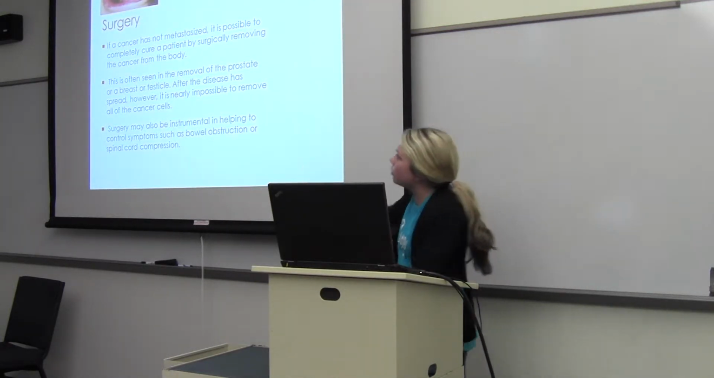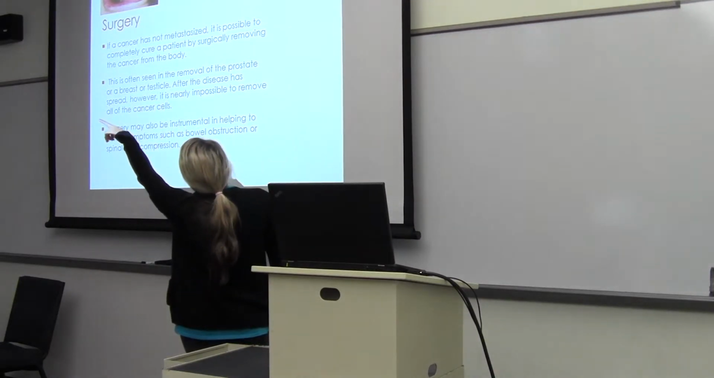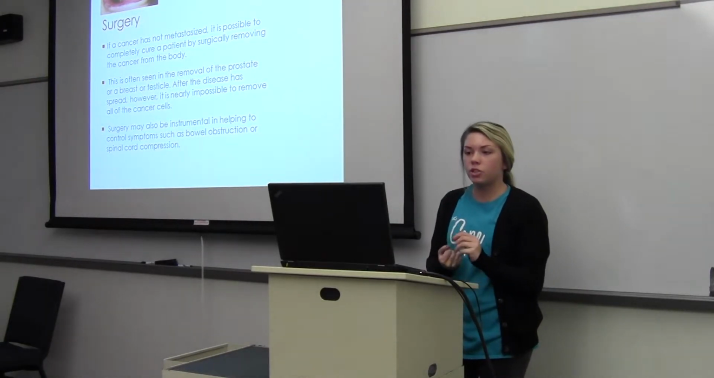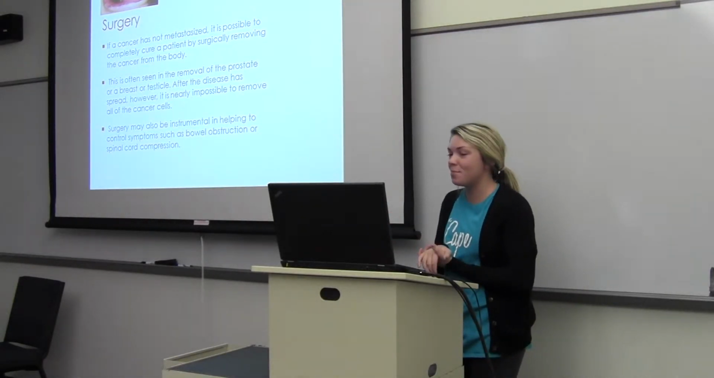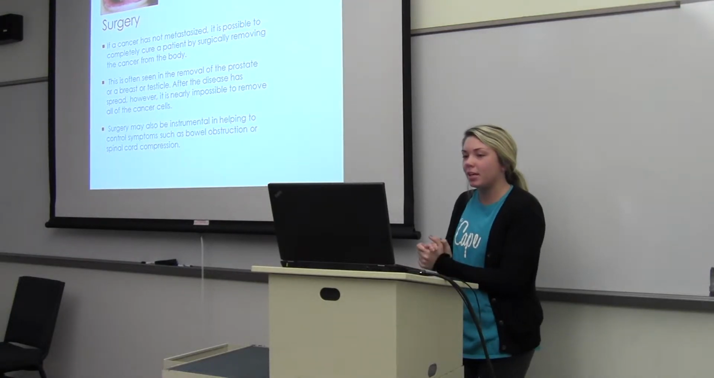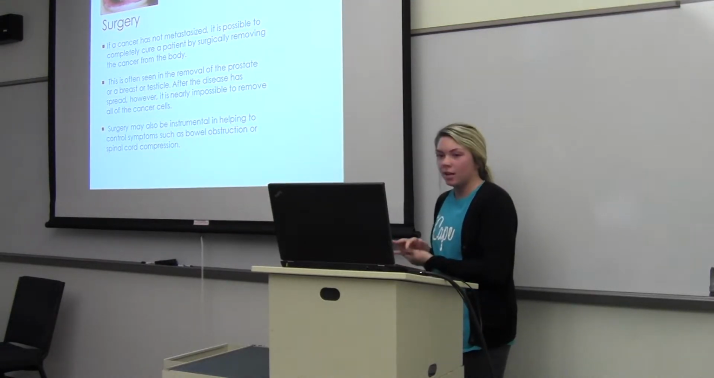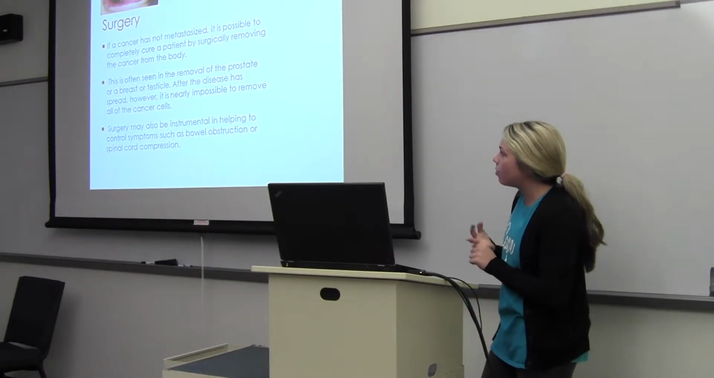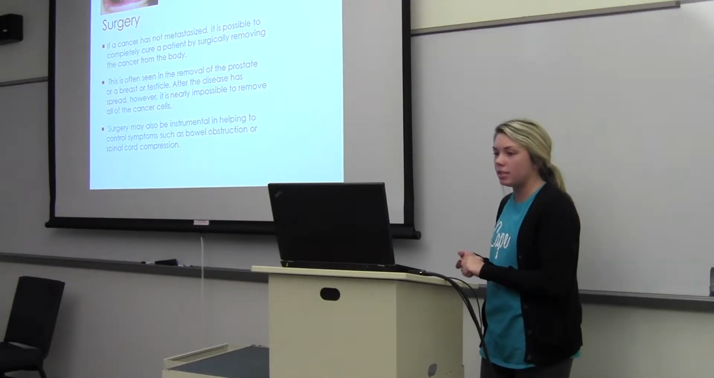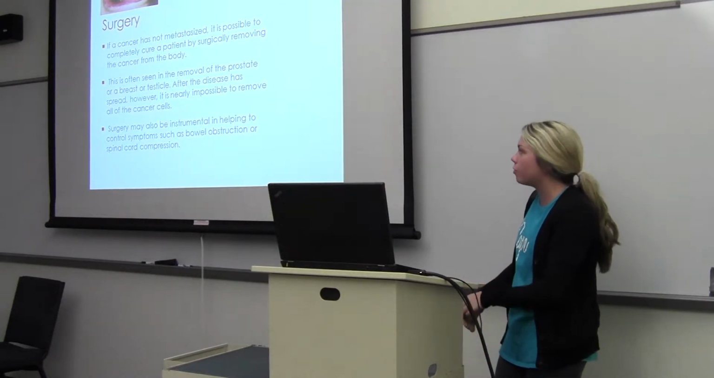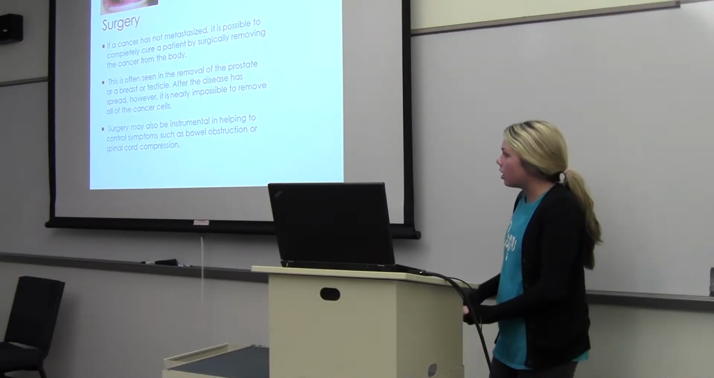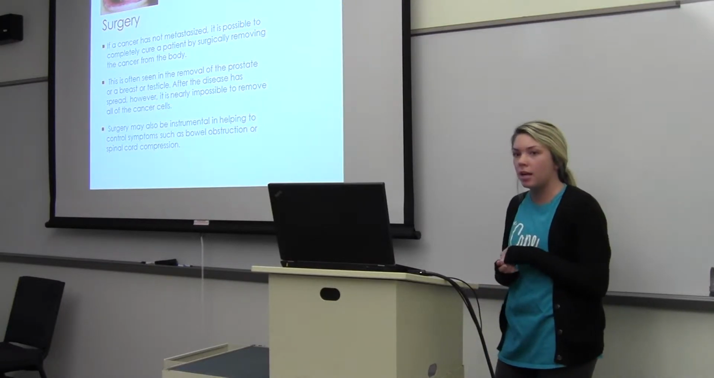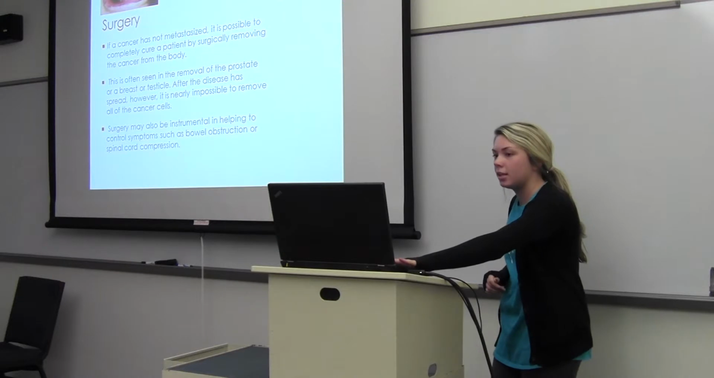Surgery. The picture is, as you can see, like a map, and the tumor is on the side of the map, and then there's a tumor on the tongue. Surgery: if a cancer has not metastasized, so if the cancer has not moved, it is possible to completely cure the patient by surgically removing the tumor. This is often seen in the removal of the prostate, the breast, or the testicle. After the disease has spread, however, it is impossible to remove all the cancer cells through surgery. Surgery may also be instrumental in helping to control symptoms such as bowel obstruction and spinal cord compression.